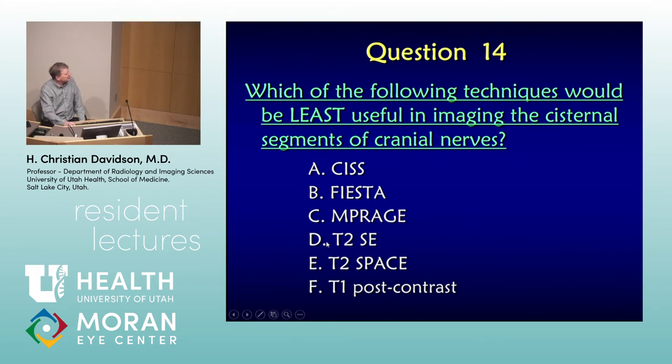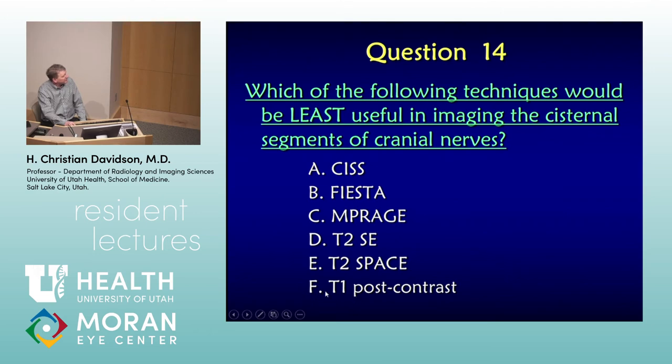A plain old spin echo T2 is not bad because you can still see the CSF pretty well. It's more prone to pulsation artifact in the CSF, so it can be a little bit harder to see. You can't get quite as thin with a spin echo T2, whereas the T2 space and the Fiesta and the KISS give you really super thin sub-millimeter slices.